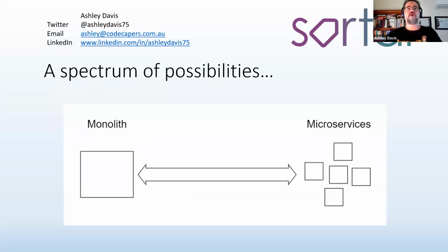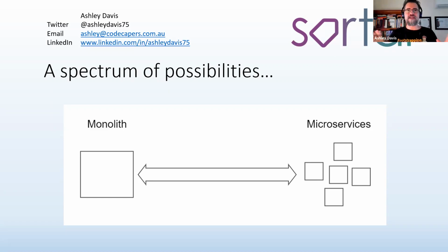Now, to end this talk, I just want to highlight the differences between a monolith and microservices. A monolith is just one large process. Microservices are many, many small processes. You can see both of these on the diagram here. There's a spectrum of possibilities between monolith and microservices. On the extreme left is the monolith. On the extreme right are the microservices.